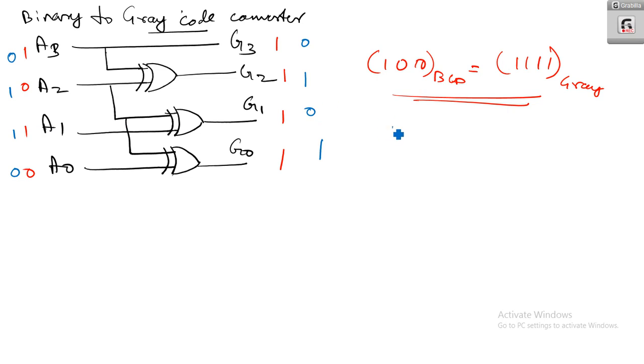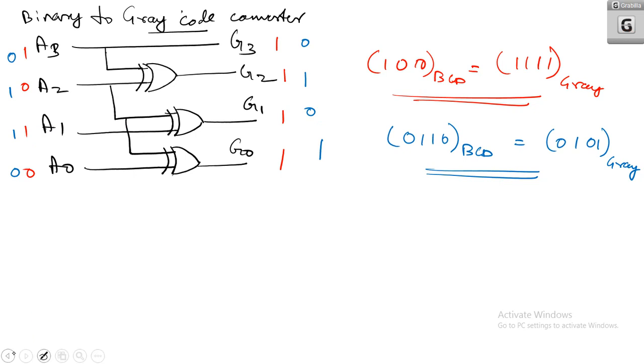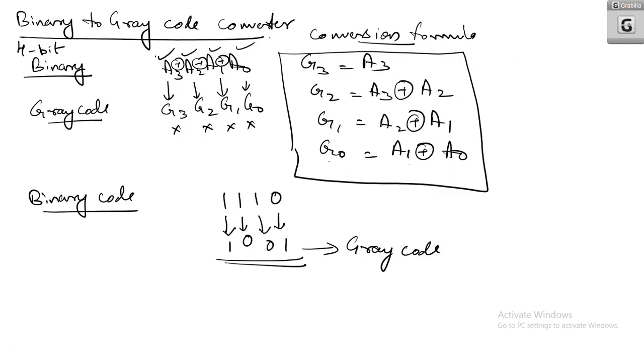That means if the input is 0 1 1 0, which is a BCD code, the output will be 0 1 0 1, that is the corresponding gray code. Hope you have understood the concept of binary to gray code converter. So here I have explained a 4-bit binary to gray code converter circuit.